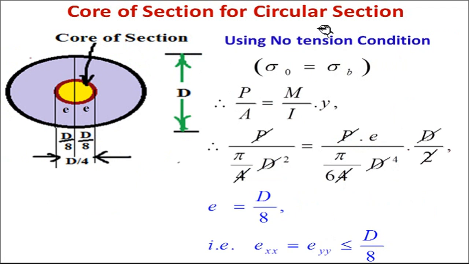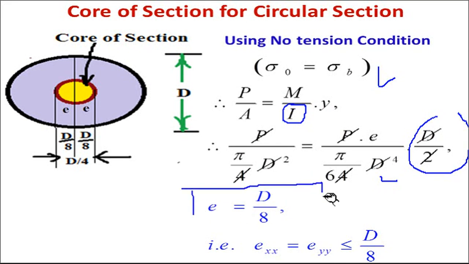Okay, now similarly for the core of section for a circular section, consider the no tension condition, sigma 0 equal to sigma b. Sigma 0 is P by A, sigma b is M upon I into y. So M equal to P into e, and moment of inertia for a circular section is pi by 64 d raised to 4, and y is equal to d by 2. You just cancel all the terms that can be cancelled, and then you will get the distance. e is equal to d by 8. Means for a circular section it is symmetrical about xx and yy, so we can write exx equal to eyy should be less than or equal to d by 8.